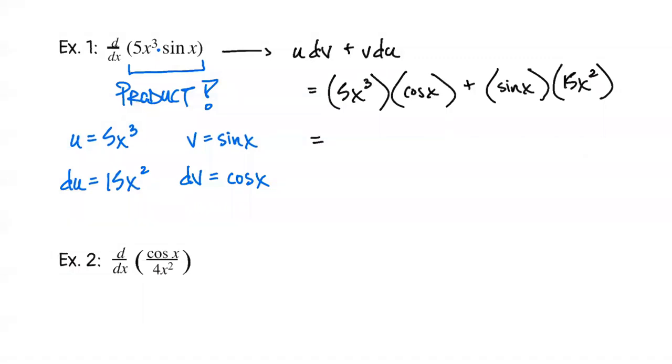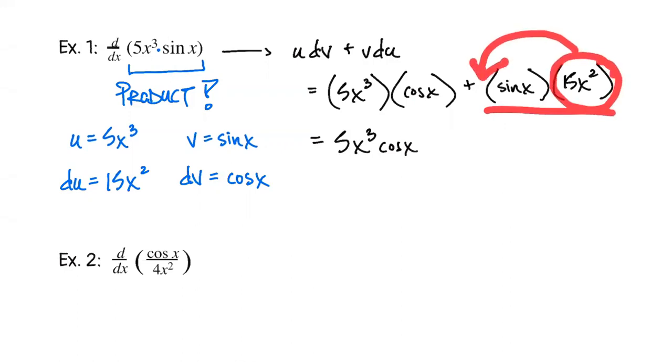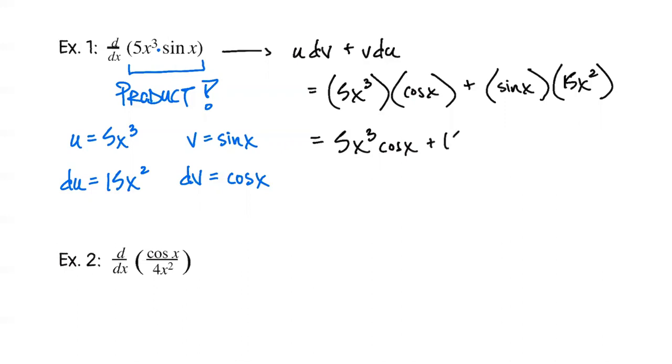Okay. Now, as far as simplification goes, there's really not a lot that I want us to clean up here. Typically, we have our trig functions at the end, and we have our polynomials in the beginning. So I could just write this as 5x cubed cosine x, but for the second term, I would just take the polynomial term, move that to the front, and I would get plus 15x squared sine x, okay?